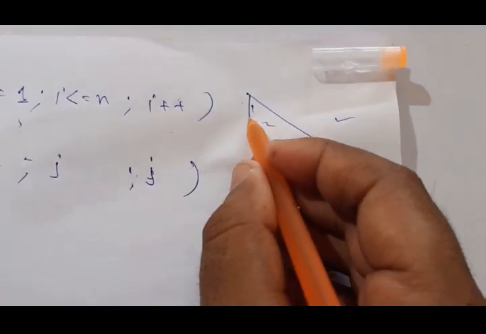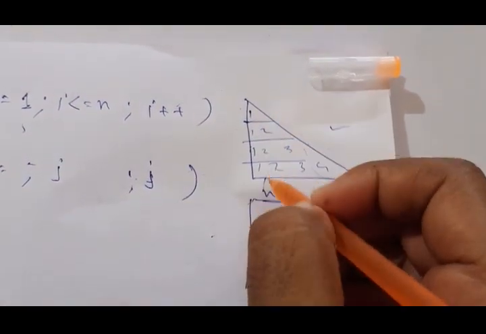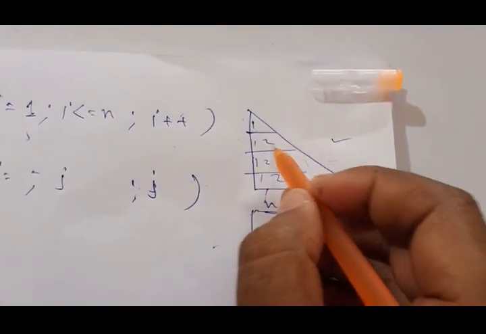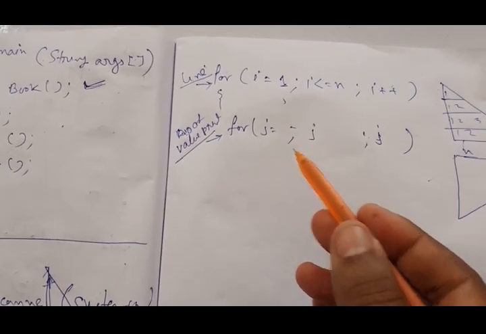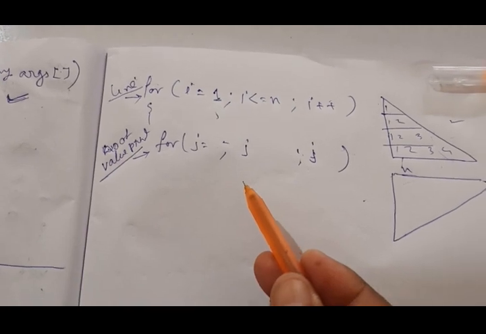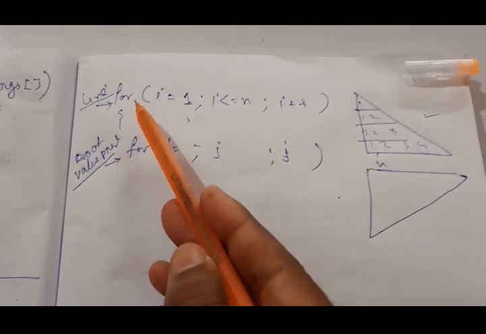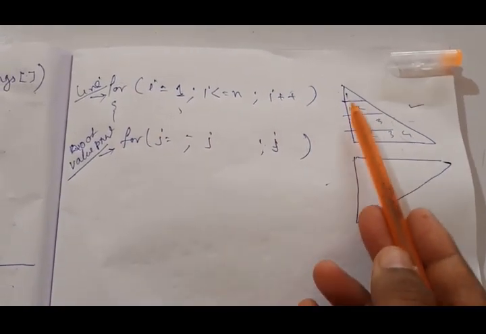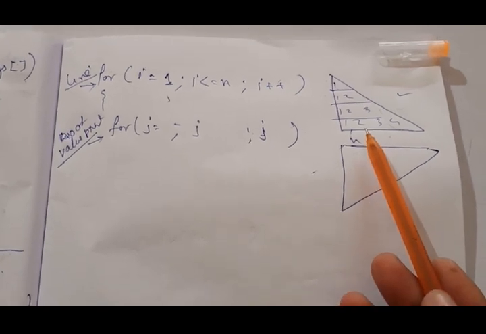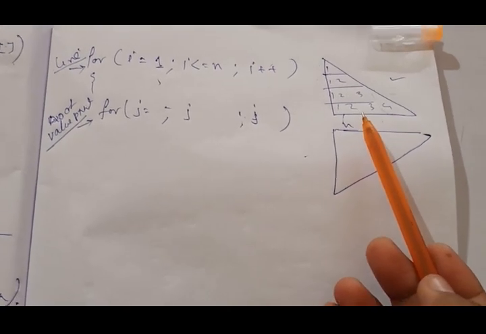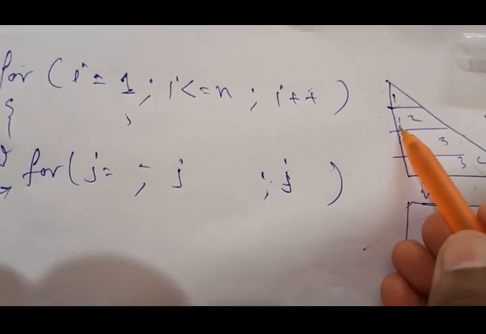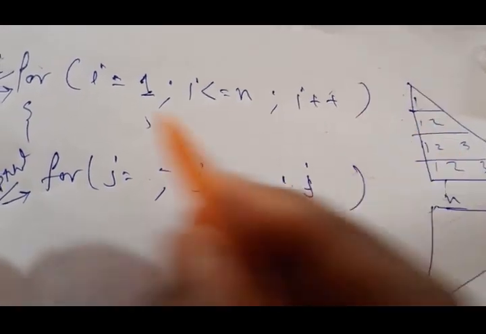You have the number of lines and the number of printing values: 1 value, 2 values, 3 values, 4 values. So the inner for decides how many times you print the value, and the first for decides the number of lines you want to print, that one is for maintenance. Okay, clear? Now here I am printing i 1, 2 times.